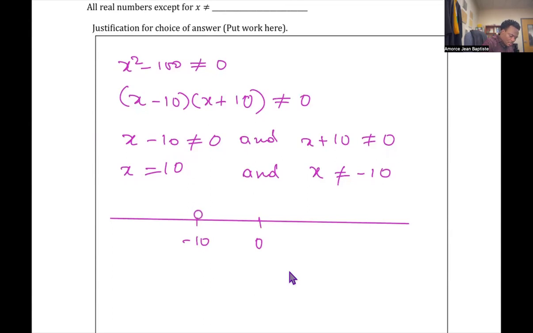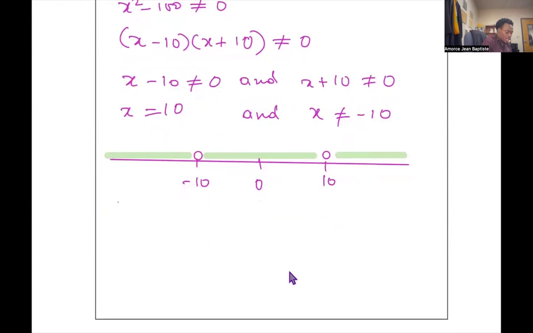And then that's positive 10. Also, we don't want it here because it will mess up that function if you replace it in the function. So the parts that we can utilize will be over here, negative infinity to negative 10, negative 10 to positive 10, and then over here from positive 10 to positive infinity, which makes the domain those three pieces of the number line that excludes only the negative 10 and the positive 10.